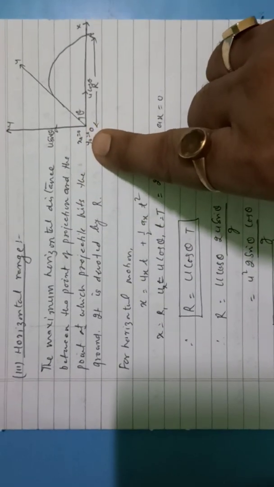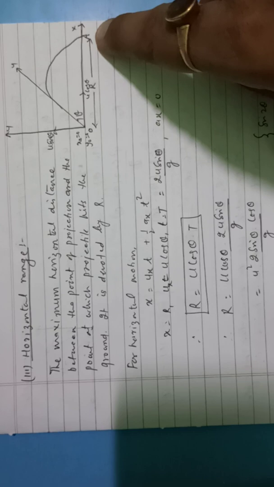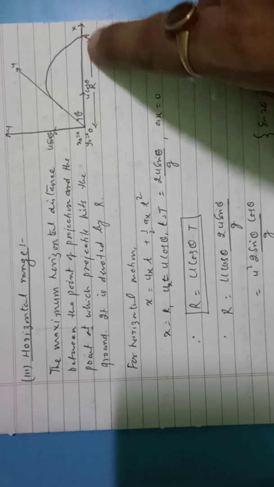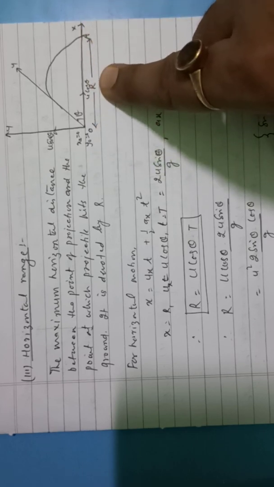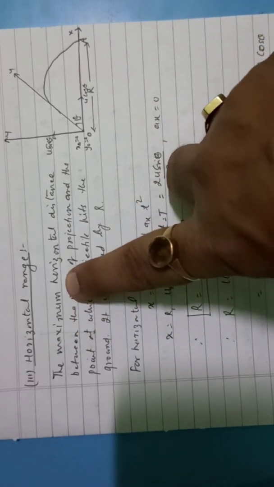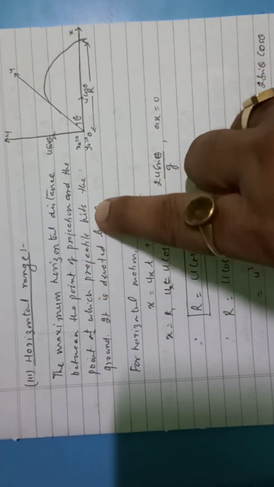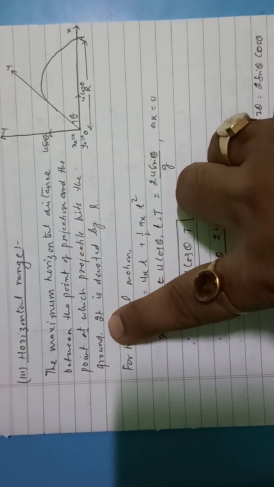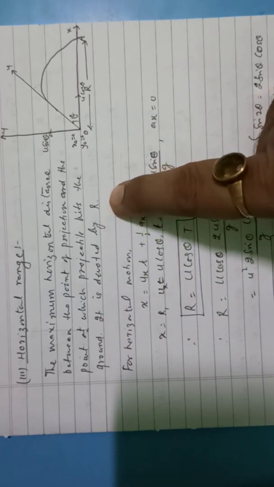You have to draw this one, the point of projection O. The point at which the projectile hits the ground, that is OA. It is the horizontal distance. That horizontal distance is known as range, and it is denoted by capital R. You see in this diagram. So I define the maximum horizontal distance between the point of projection and the point at which the projectile hits the ground. It is called horizontal range. It is denoted by capital R.